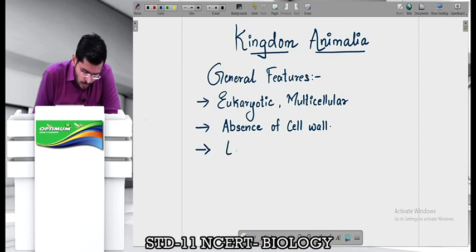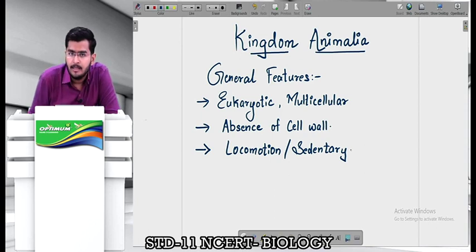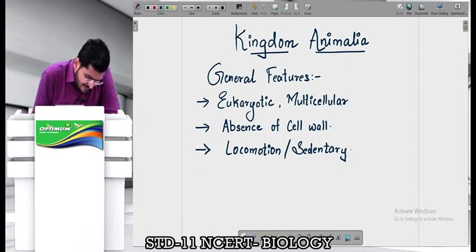The animals also show prominent locomotion, which means that they can show movement, except for few which are going to be sedentary, which means they are attached to a substratum and they cannot show any movement. But let me tell you, most of all animals are going to be the ones which can exhibit locomotion, except for few lower animals which can be sedentary, like sponges.